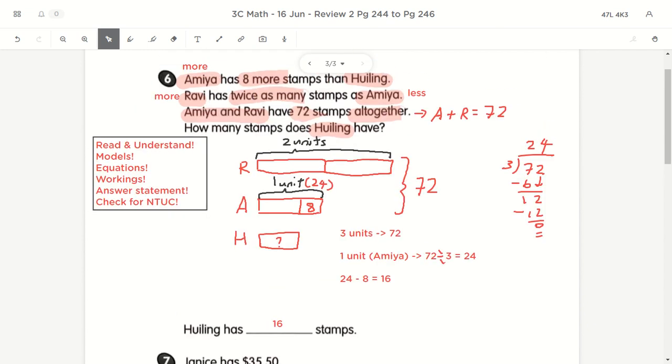Alright, so this is more difficult because it has one more character, one more person, which makes it more challenging, but overall it's still the same. You rely on your units, rely on your models to do it.